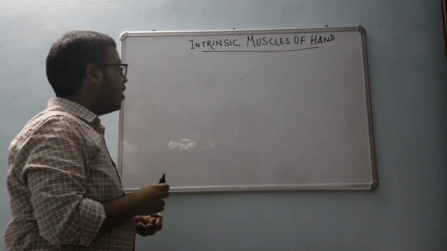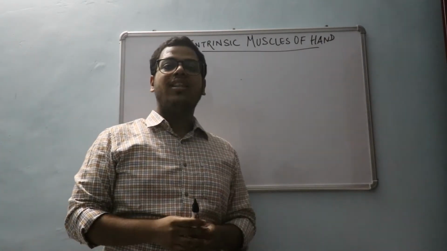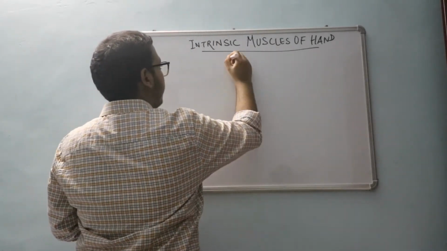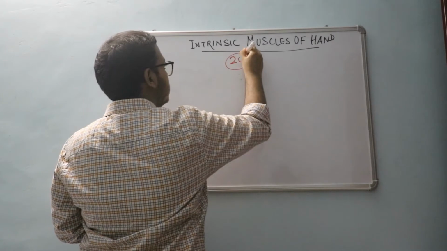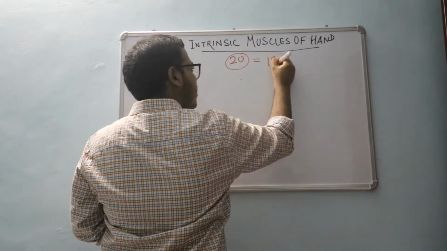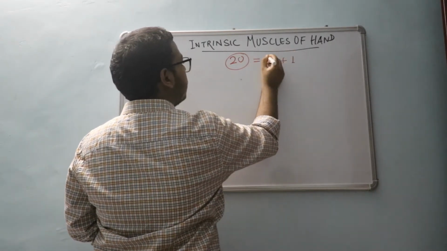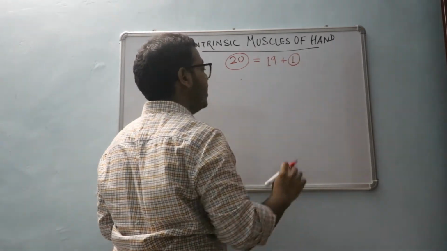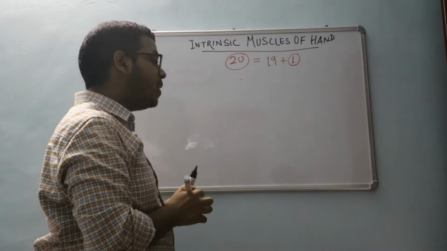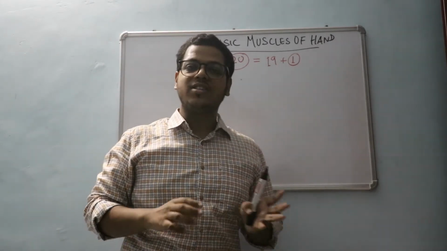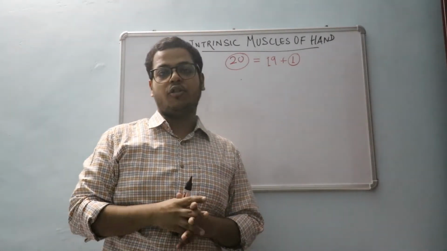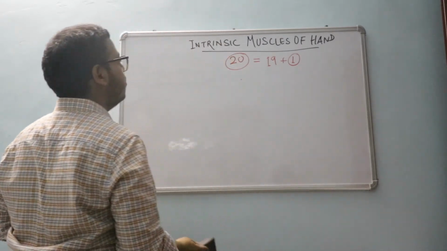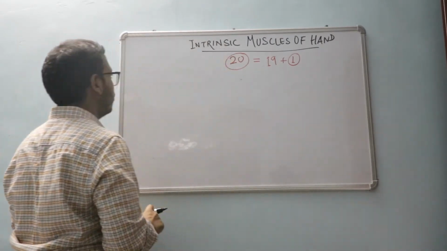So what are the intrinsic muscles of the hand? There are actually 20 intrinsic muscles, and I am writing it as 19 plus 1. Because one muscle, which I will tell later on, is not present in all people, but is present only in 20 to 25% of the population. So now let us see these 20 muscles. What are the names?